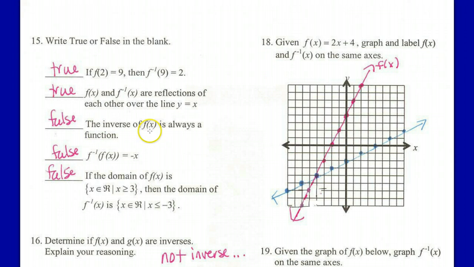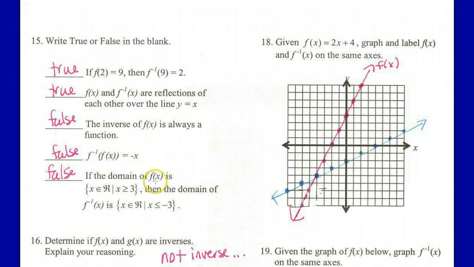The inverse of a function is always a function. No, that's not true. A good example of that was when we got x squared, and then when we drew its inverse, it did not pass the vertical line test. The inverse of the function is always minus x? No, we want to get x, not negative x. We want regular old x.